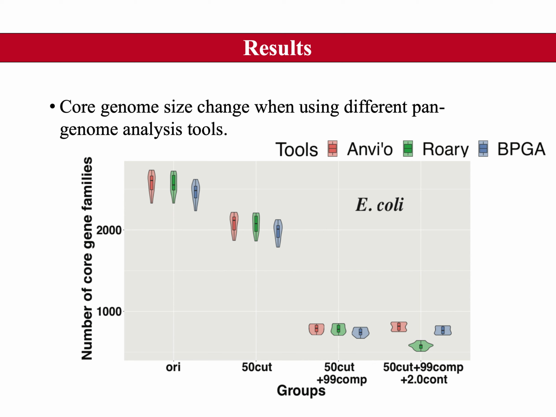First, we found that core genome size dramatically decreased with genome fragmentation and incompleteness in all three tools. However, the number of core genes increased slightly when using BPGA and Anvi'o in the contamination datasets, while the opposite result in Roary might be caused by possible bias in the gene clustering step.